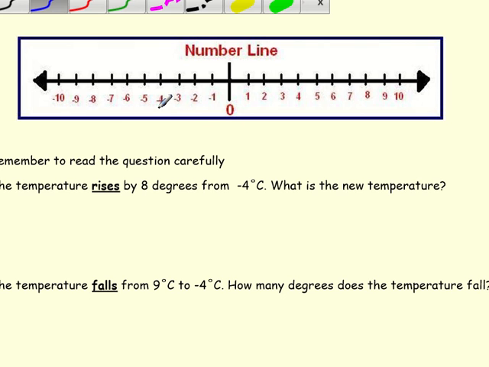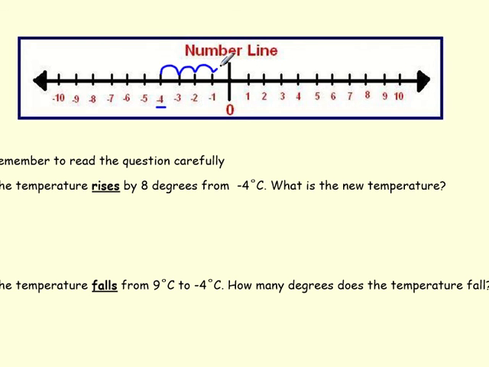So on the number line, find -4. And if it rises by 8 degrees, you need to make the 8 jumps. So because it's rising, it's going right along the number line. So you've got 1, 2, 3, 4, 5, 6, 7, 8. So if the temperature rises by 8 degrees from -4, what is the new temperature? It is 4 degrees Celsius.